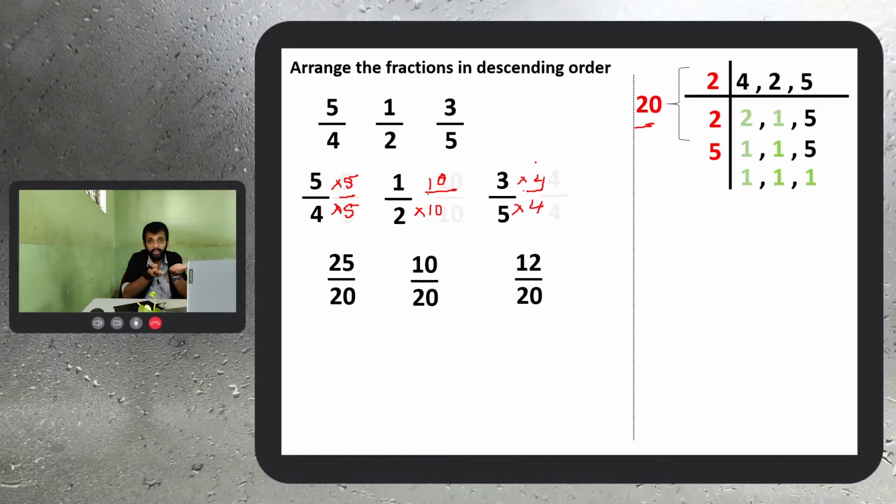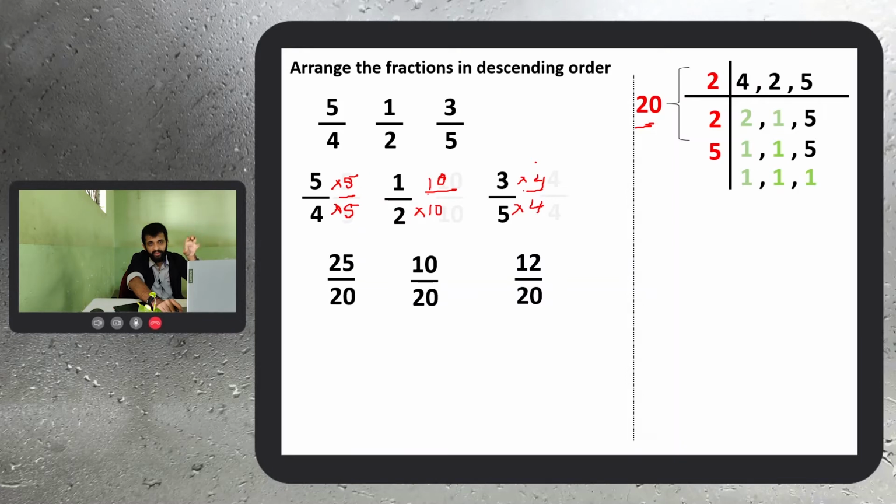Now my denominators are the same. So just by looking at the numerator, I can tell which number is greater and which fraction is smaller. Okay. So since we are talking about a descending order, the bigger number comes first.